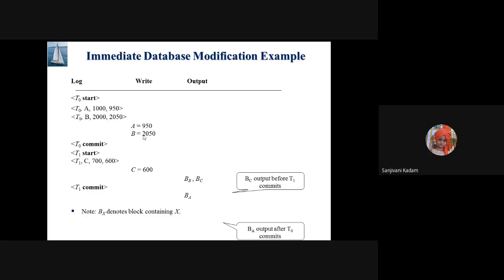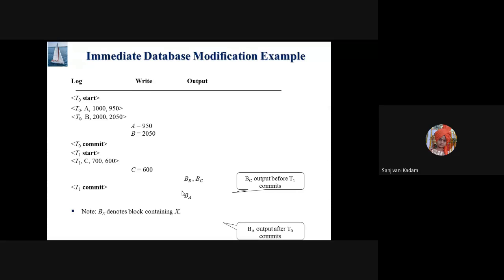It means that these changes are done to the buffer, not to the disk. Disk refers to the actual database and buffer refers to the temporary storage. So A's new value will be updated, B's new value will be updated. Then this will commit. Commit means that the buffer is holding the correct value. Then T1 is started. It has performed changes to C, whose old value is 700 and new value is 600. So this will again write changes to the buffer. Immediate database modification means that we immediately write these results to the buffer.